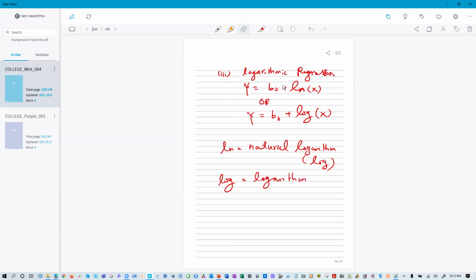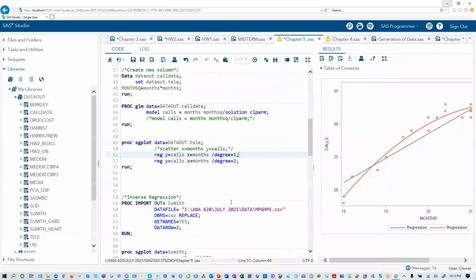Either way, there are 3 types mainly. Or there's a fourth one that is another part of logarithm, where I get the ln or log on both sides: log y equals b0 plus log x. You can write it that way too. Those are the 3 continuous ones. So based on the given data, it's done.